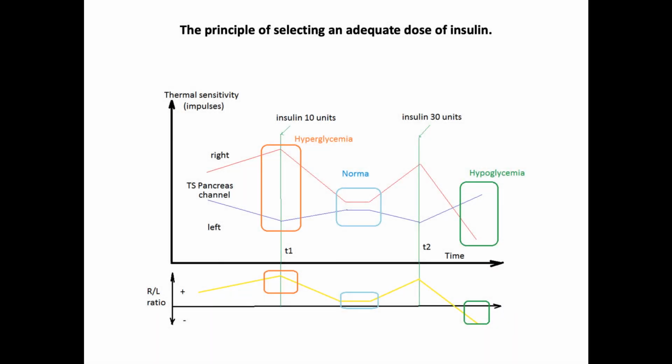This slide shows the principle of selecting the optimal dose of a drug, using the example of the action of insulin on the pancreas channel. Initially, under the influence of 10 insulin units, the indices of the right and left branches of the pancreas channel were aligned, with the restoration of harmony. In the case of using 30 insulin units, the indicator of the left branch will exceed the right one, and their ratio will be less than 1, which is already characteristic of hypoglycemia.